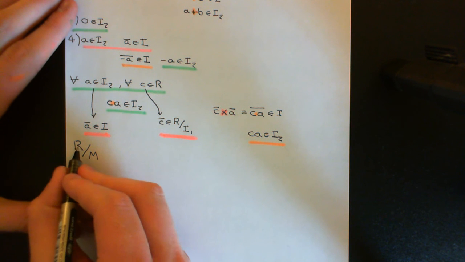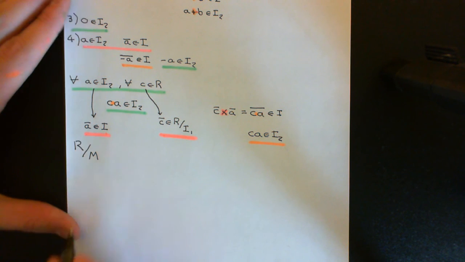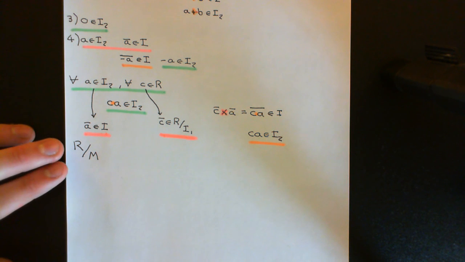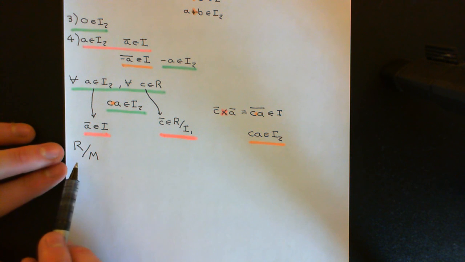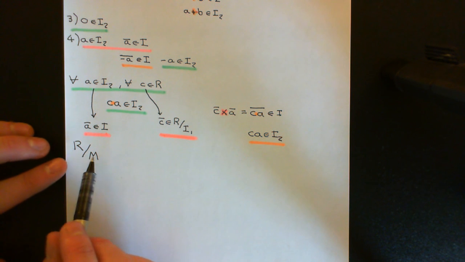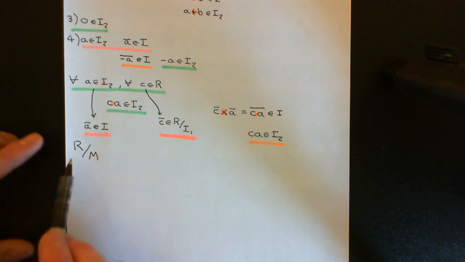That means that there is no ideal in between the ideal M and the ring, capital R. So now by the correspondence theorem, that means that there can be no ideals in this quotient ring except for the unit ideal and the 0 ideal. Okay, the 0 ideal corresponds to the ideal M, and the unit ideal corresponds to the ideal R in R.